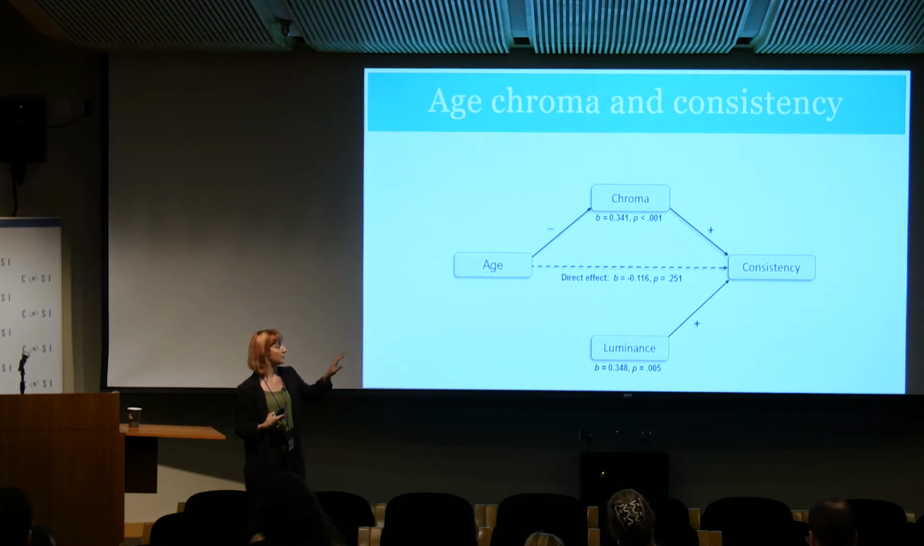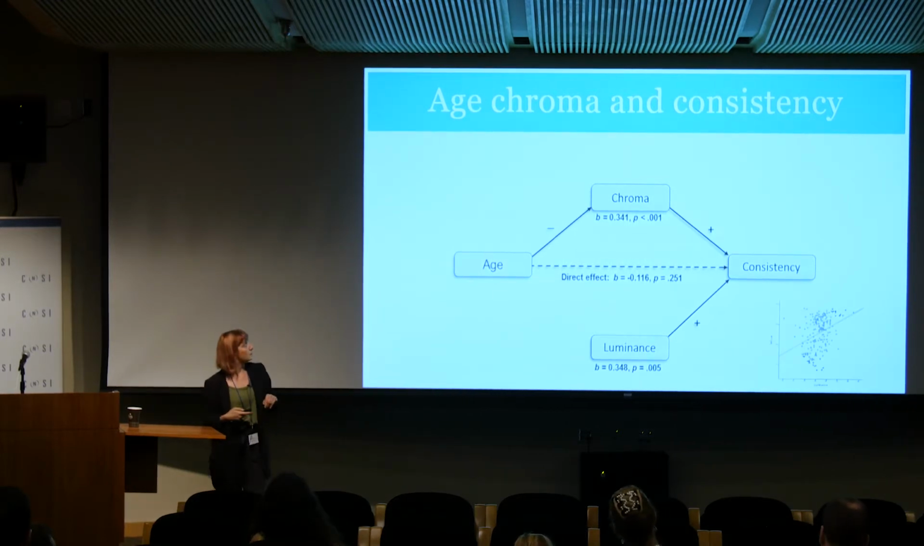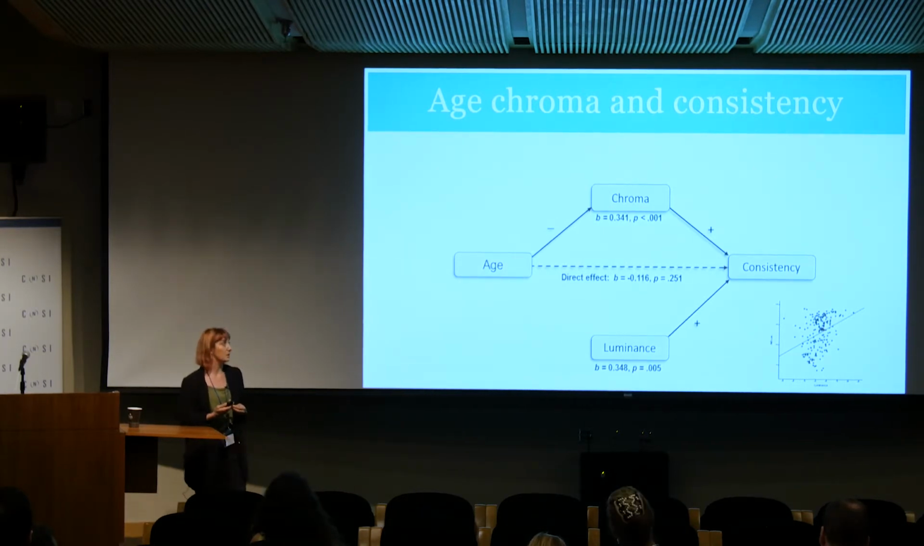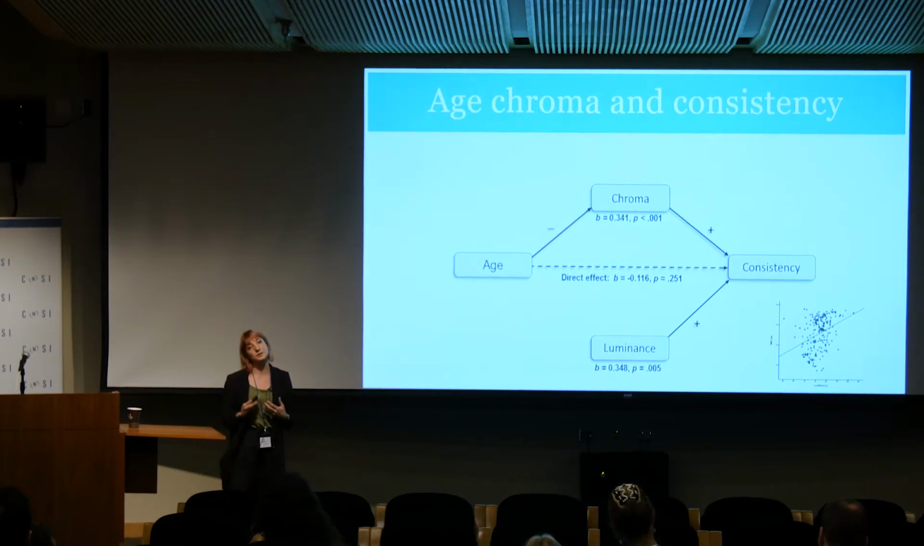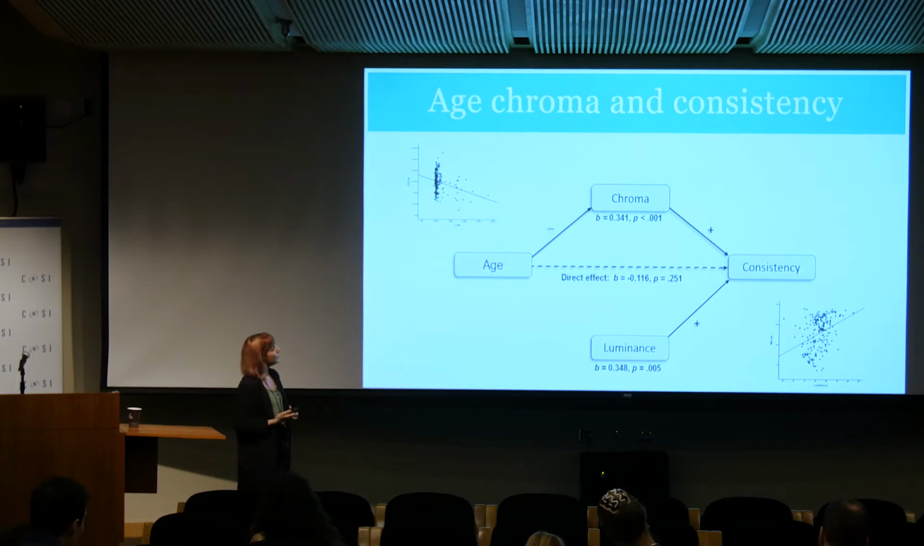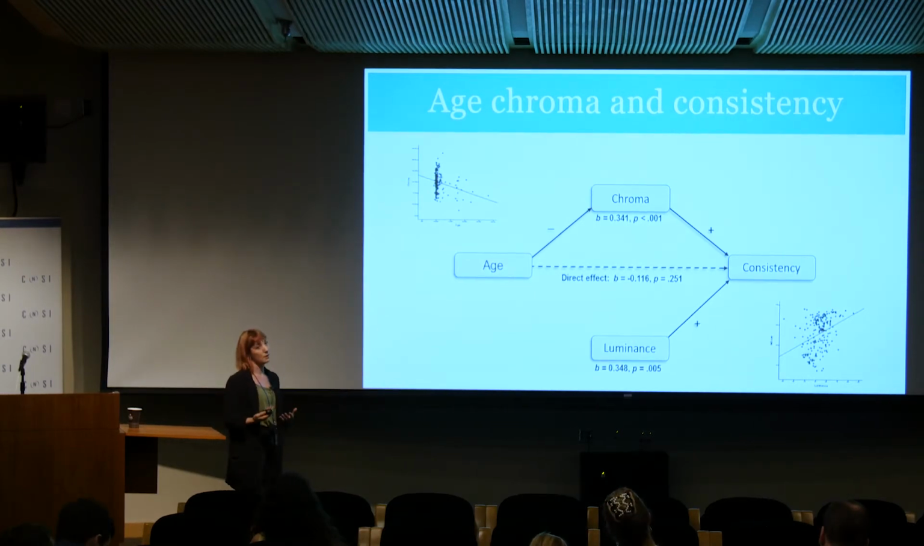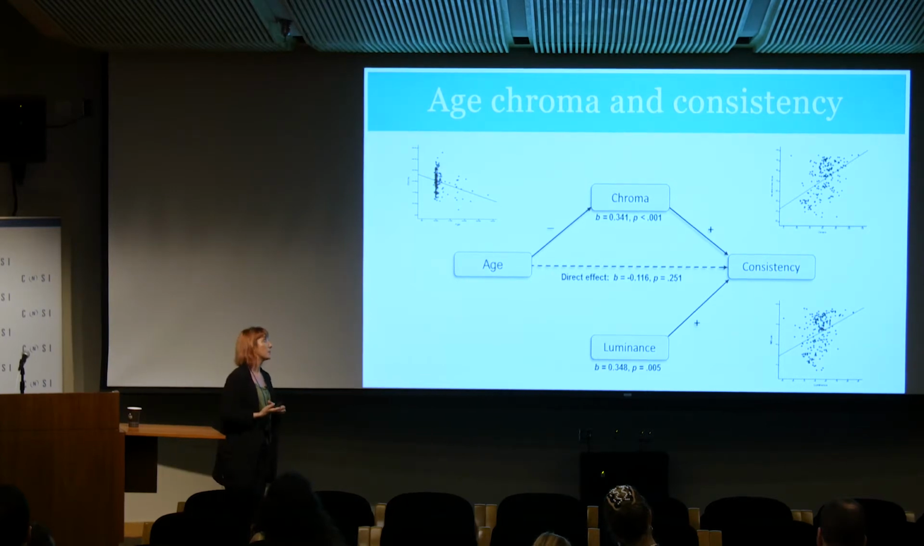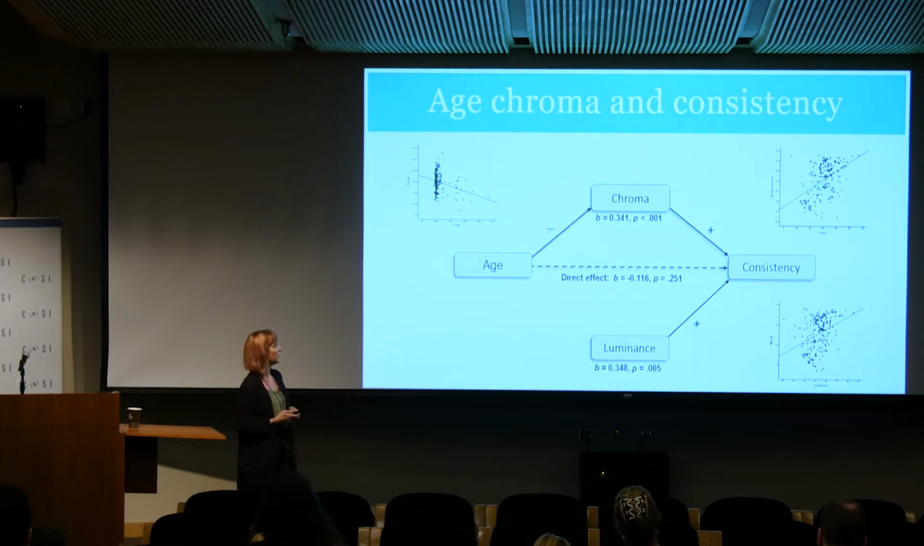What we found was that, again, if you can see down here, luminance was still positively related with consistency. So the higher the luminance in your synesthetic colors, the more consistent you are. Age was negatively related with chroma. So the older you get, the lower your chroma or saturation in your colors. And chroma was, again, positively related with consistency. So the more colorful your colors are, the more consistent you'll be.